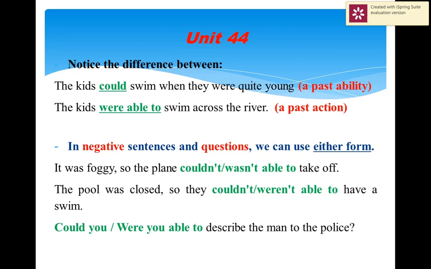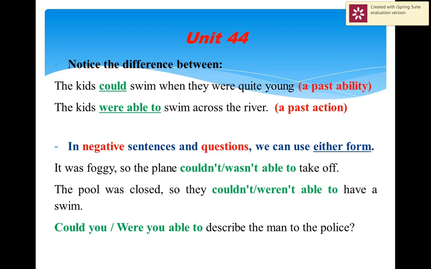The kids were able to swim across the river. Here we are talking about a past action. حدث صار في الماضي دال على قدرة. Okay? كانوا قادرين على السباحة عبر النهر. It means حدث معين تم وانتهى.